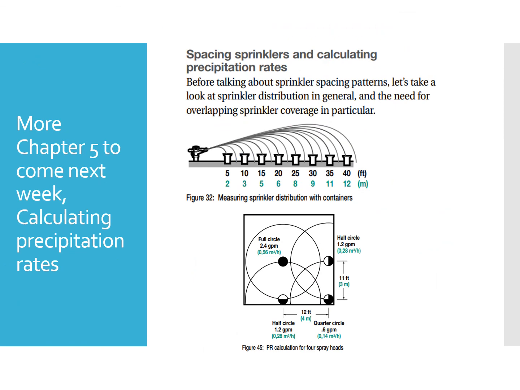So next week we're going to be talking about Chapter 5 again, only we're going to be moving on to calculating precipitation rates and determining which is the best type of spacing to use. So next week will be a little bit more math intensive, and so be prepared to pull out your calculator.